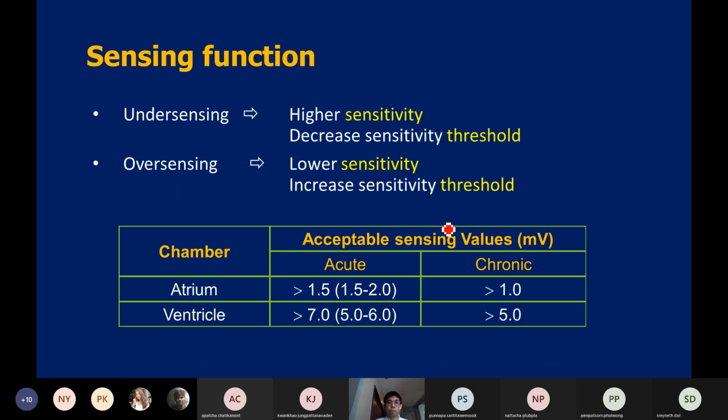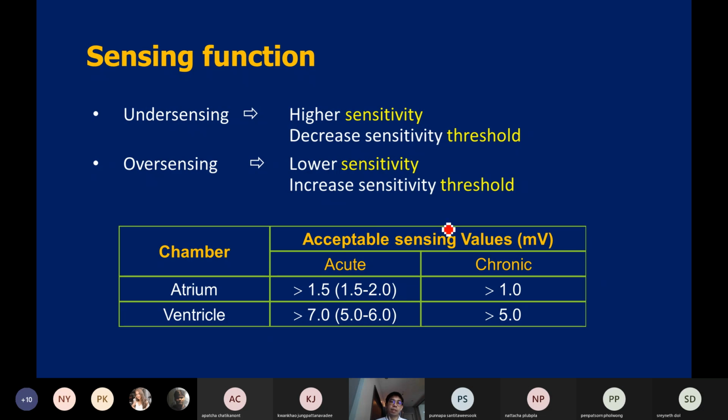Okay, so sensing function. Undersensing means that the pacemaker could not see the intrinsic rhythm. So we decrease the sensitivity threshold, which we call higher sensitivity.